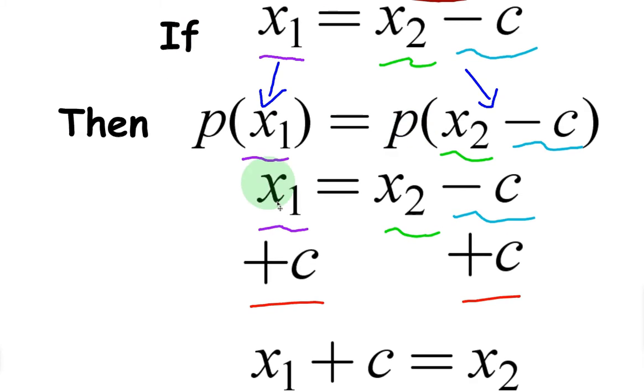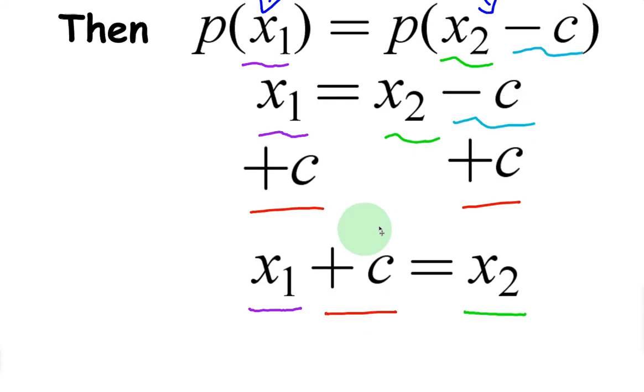So set x1 equal to x2 minus c, and you can algebraically see that in order to get x2 by itself we have to add c to both sides. We have to cancel out that minus c. Therefore it shows that x1 plus c will give us x2. In other words, if we take the original x values, say negative 2, negative 1, 0, 1, 2, and we add c to them, that will give us our new x2 values.